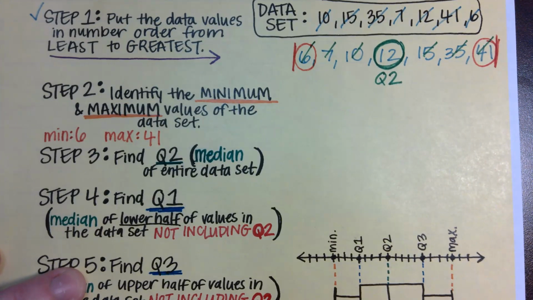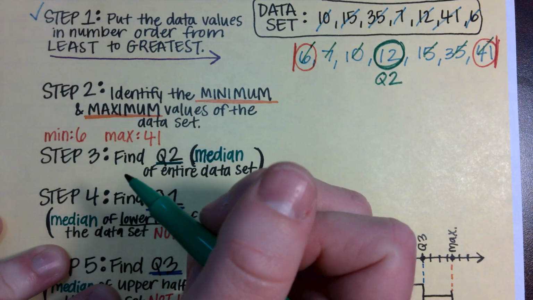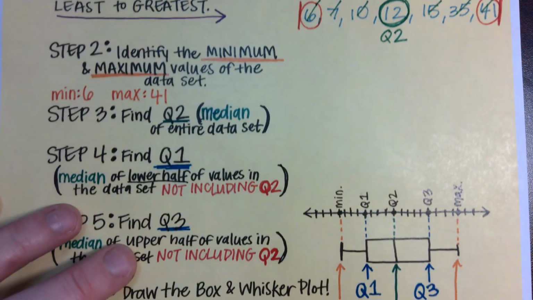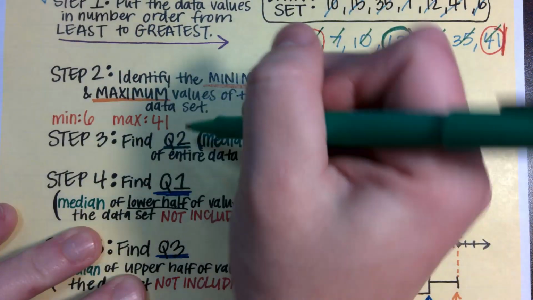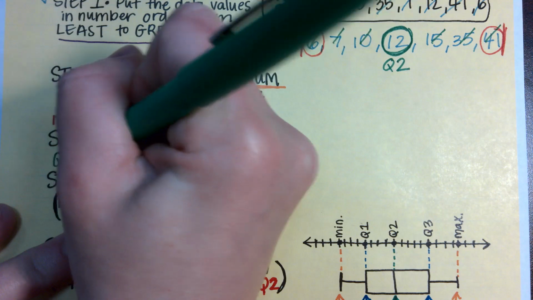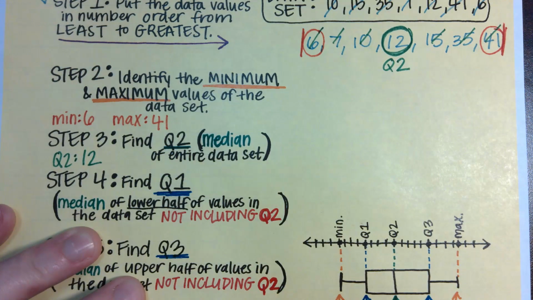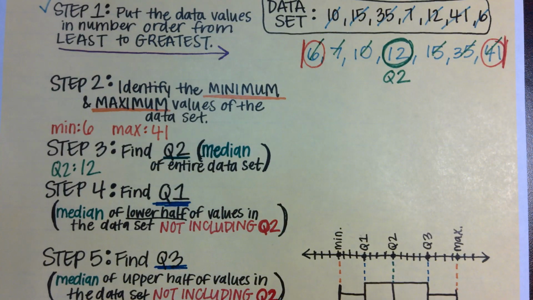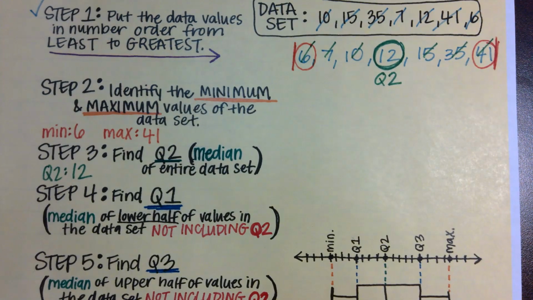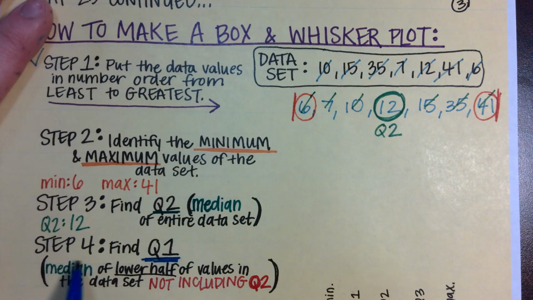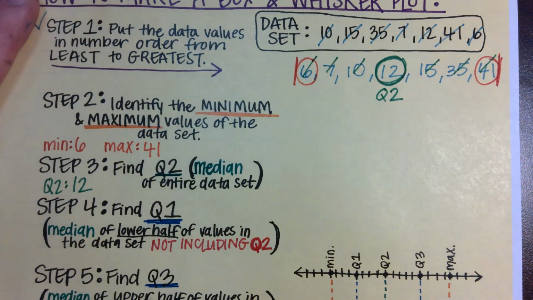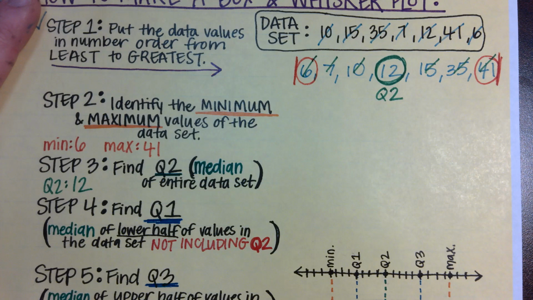So beside step 3, if we want to keep track of our numbers again, let's do that. We got 12 for Q2. Okay, now here is where we get a little bit trickier. So if we're not including the Q2 median from step 3, then it would be 10, it would be 7. Yes, it would. So let's go through that together.